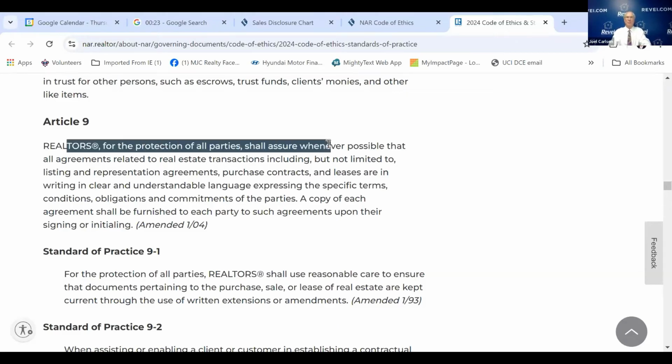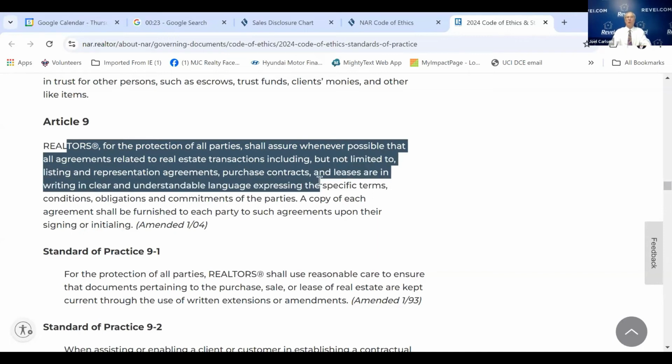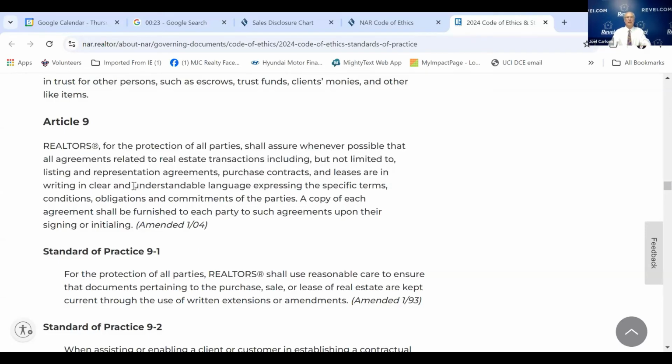Article 9 says for the protection of all parties, whenever possible, all agreements will be in an understandable language. What language is that? What is that understandable language? You say English? No. I've been to England. They speak English in England. What we speak is not English. Okay, I'll tell you right now. You say, oh, it's American. All right. North American, Central American, or South American. They're all Americans. So here's what I've determined is that understandable language that we speak.